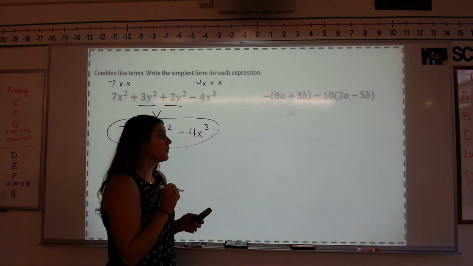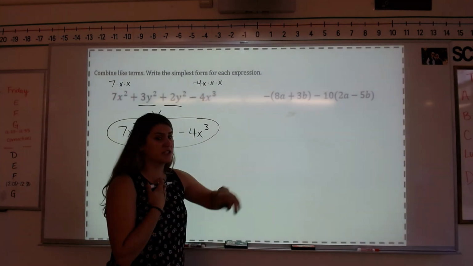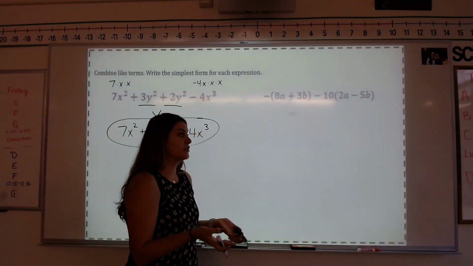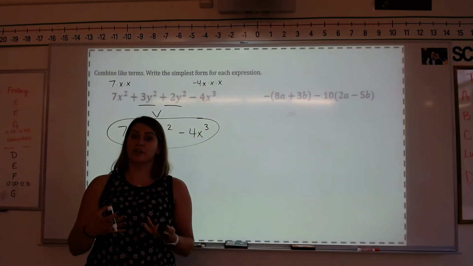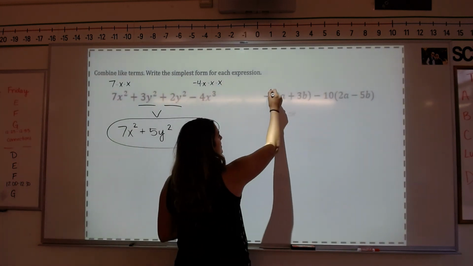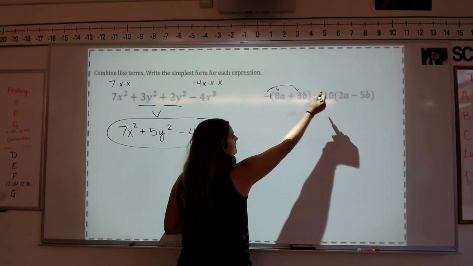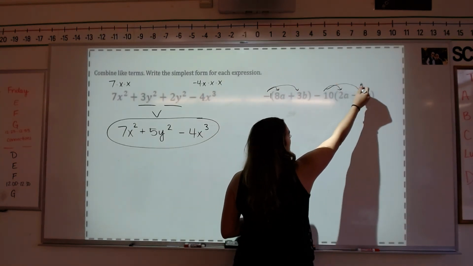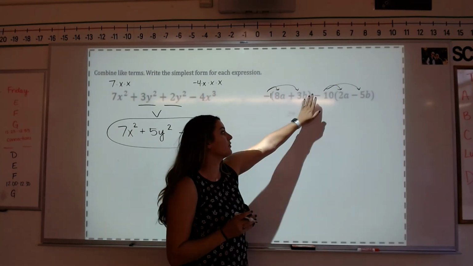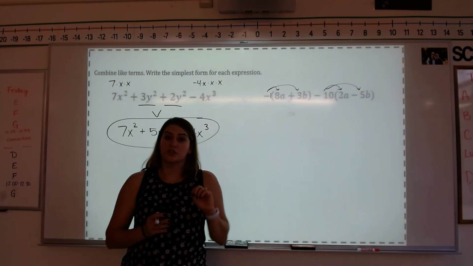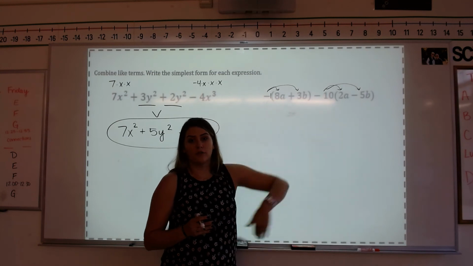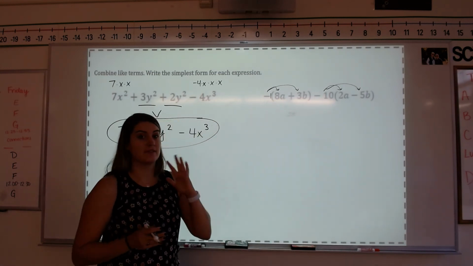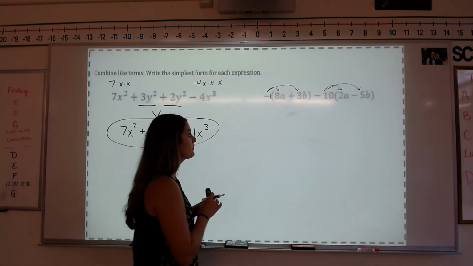Looking at our last question, the first thing I need to do is distribute. In order to get rid of my parentheses, you can't combine like terms until your parentheses are gone. So to do that, I'm going to distribute this -1, and I'm going to distribute this -10. Please be careful that you look at the signs when you're distributing to make sure you're distributing the correct number. If you only brought over the +10, you would not get the correct final answer.